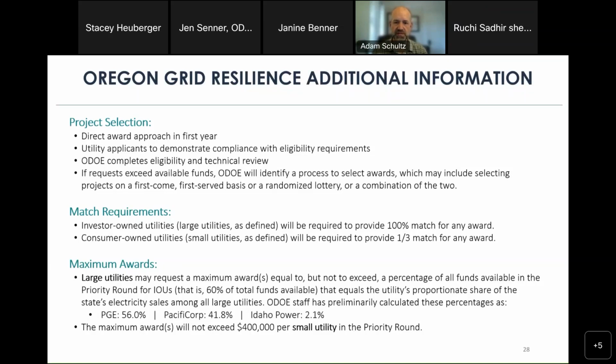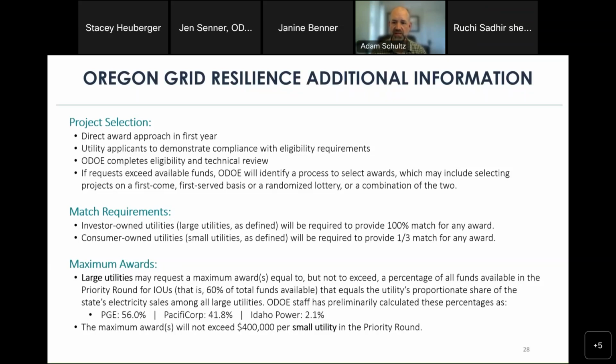Match requirements. So this was mentioned earlier by Jen, but the state's required to do a 15% match of total federal funds to access the state formula allocation. And then in addition to that, each utility applicant will have its own match requirement. Based on our preliminary calculations, we anticipate that this will be a 100% match required for our IOUs and a 1/3 match for our COUs.